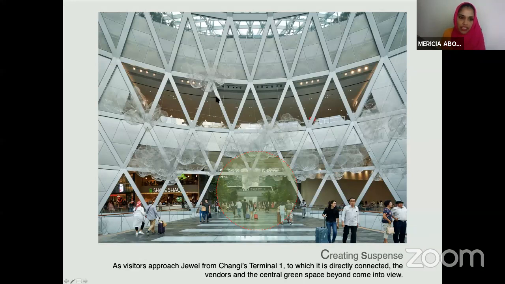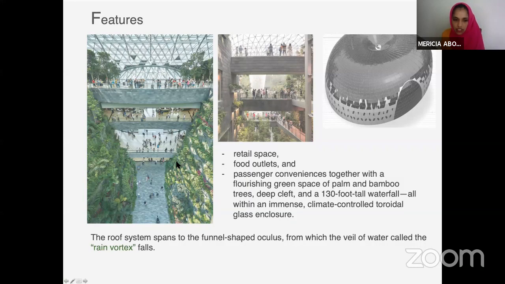You can see cascades of water or lush green. It's called the rain vortex. So it's a toroidal effect, like a funnel shape. They have created a funnel shape and the water is all flowing through that. So here, how beautifully this interior space has been created. Okay?